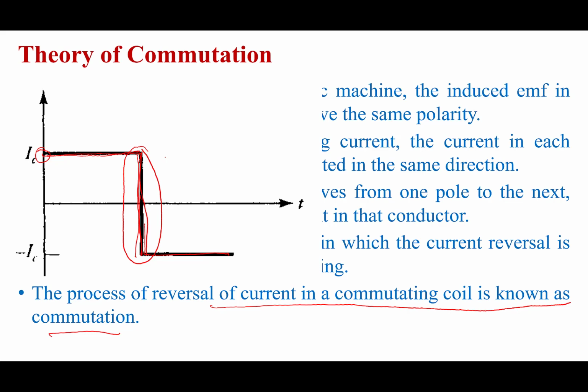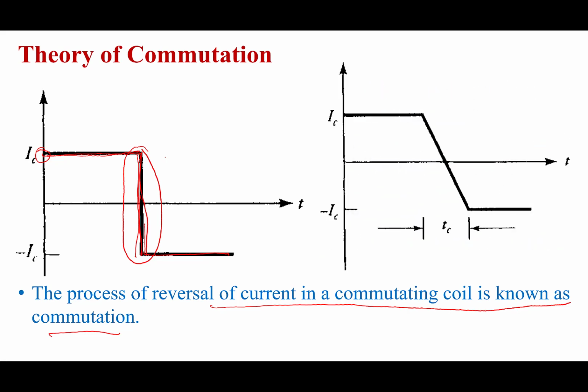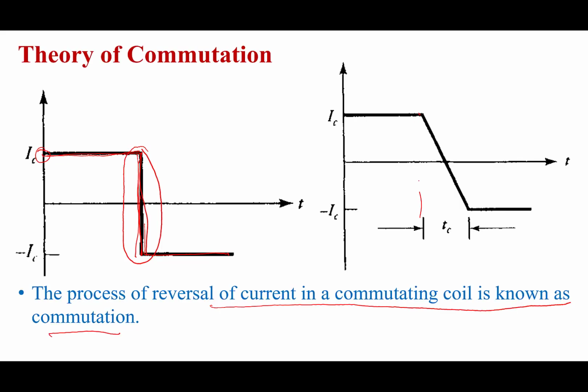It will not happen instantaneously, and I will show you why. No, because it is an inductive coil, right? Can we change the current in an inductor instantaneously? No, we cannot, because it is an inductive coil, so it is not possible. Also another factor matters, the cross contact with the commutator segment. We'll see how it happens. So it will take a certain time, and that time is Tc.